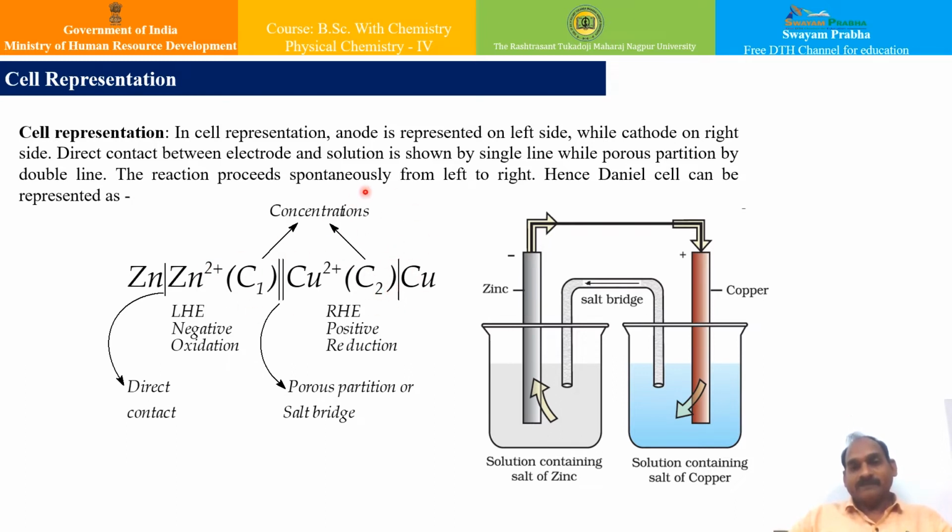Say, for example, let us take this example of the Daniell cell, which is represented here. Zinc in contact with zinc ions, ZnSO4 of concentration C1. Now the copper electrode is in contact with copper ions, say copper sulfate, of concentration C2, and both of these electrolytes are connected by a salt bridge, and therefore it is represented by a double line. So this is for direct contact, this is for a porous partition or salt bridge, and these two represent the concentrations. This is the usual standard representation of the cell.